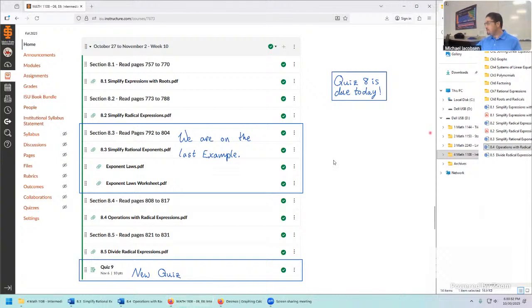Yep, absolutely. So with what we've got going on for today, we have our quiz number 8 due. That one's based off the application section. I believe that was section 7.5. And quiz number 9 is going to be based off section 8.3, simplifying rational exponents. Well, any other questions before we take a look in section 8.3?